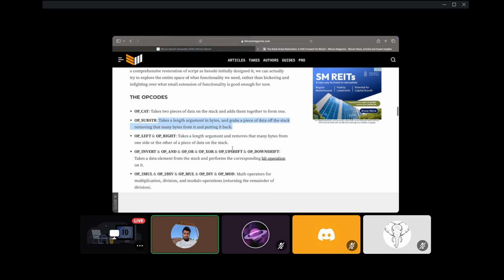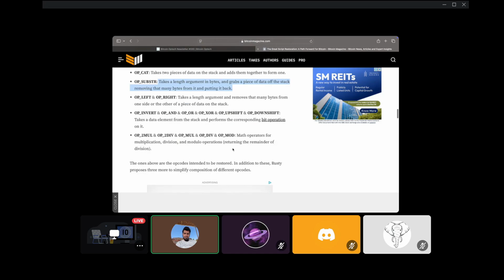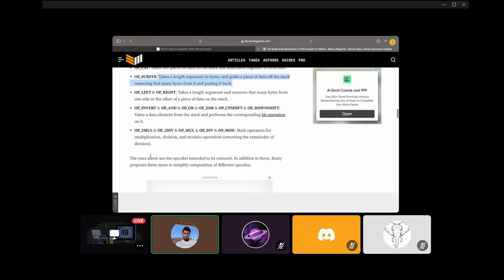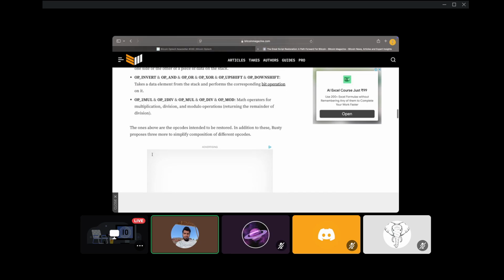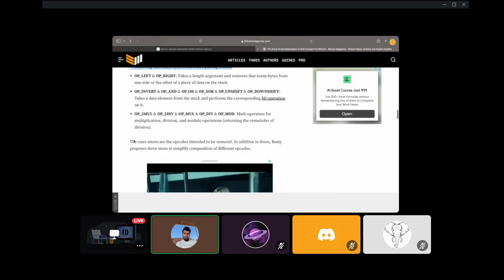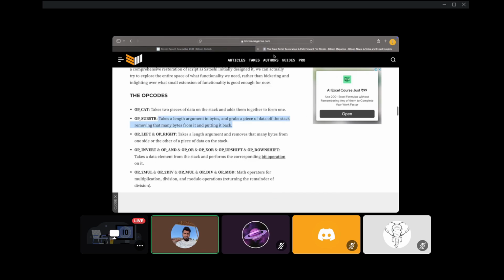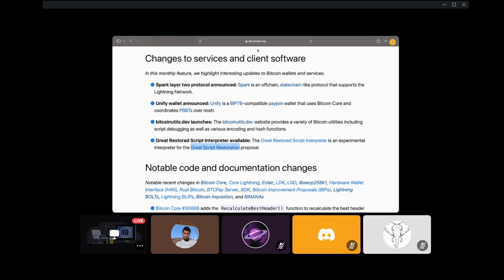Point being, these opcodes: op left and op right, op invert, op add, op or, op XOR, op shift, op downshift. All right, these were opcodes that were active on Bitcoin when Satoshi was working, but before he retired, he disabled these opcodes. So this gentleman, Rusty Russell, has come up with a proposal that these opcodes should be activated again, which he has named the Great Script Restoration, meaning restoring these opcodes on Bitcoin script.